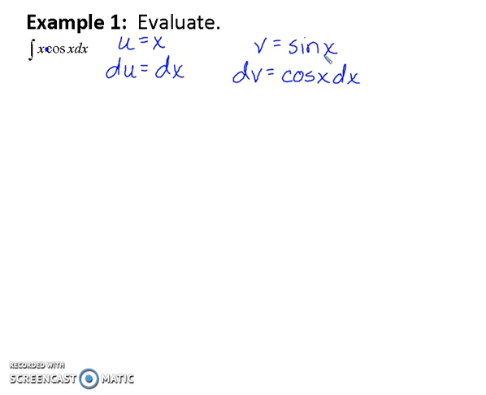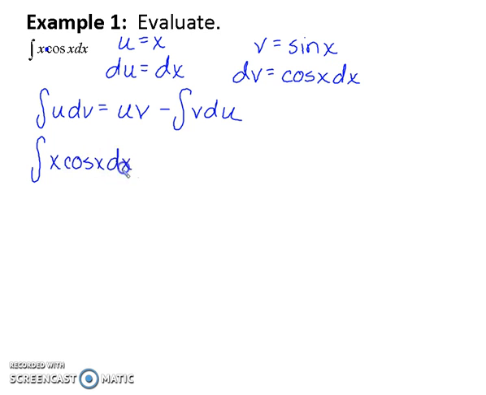Now I just remember that my formula for u dv is u times v minus the integral of v du. So that means that the integral of x cosine x dx is the u that I came up with times the v that I came up with minus the integral of the v that I came up with times the du that I came up with. Now notice I'm not done because I still have an integral sign on the right-hand side of my equal sign. So until I've integrated everything, I'm not done with the problem.